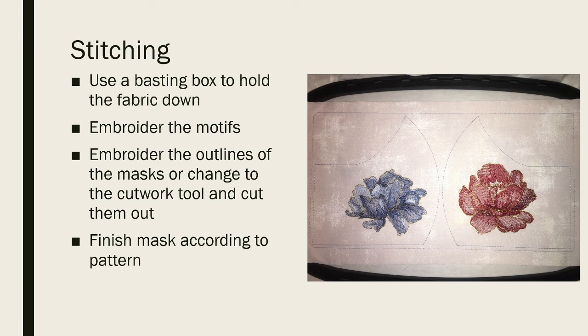So how I stitched out, I did use a basting box because I did not hoop my fabric. And then I embroidered my motifs, my 2 flowers. And then I embroidered the outlines of the mask. Or you could change to your cutwork tool and cut them out. And then you just finish the mask according to the pattern you chose.